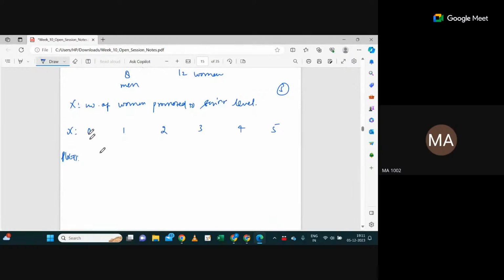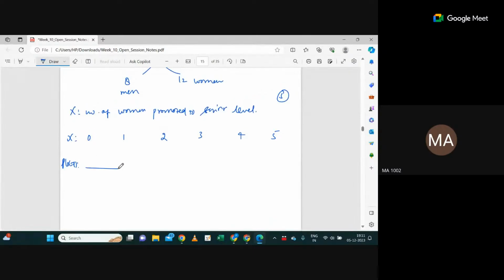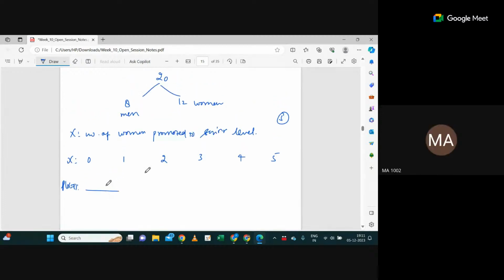Okay. What about if X takes 0? That means all are men. Before that, what will be the total cases to select the five people? I mean, in how many ways can you select the 5 people? 20C5. So 20C5 will be the total cases, right?